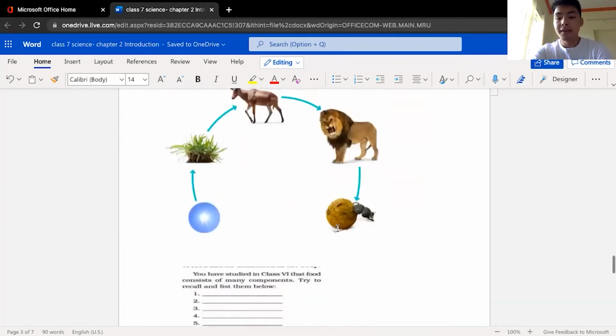Okay. And this is a very good example. See, this refers to the sun, symbolized sun. The sun is known as the ultimate source of energy, from which the plant derives its energy.